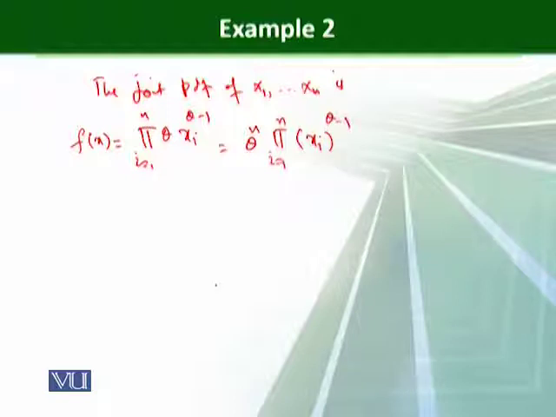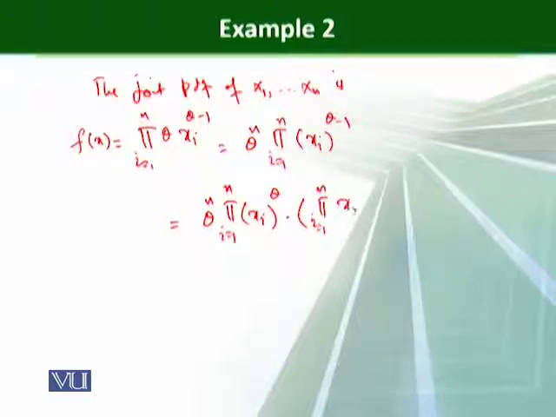So we can write this in two parts: one part is theta raised to power n and the product, i varies from 1 to n, of xi raised to power theta, and the second part is the product, i varies from 1 to n, of xi raised to power minus 1.